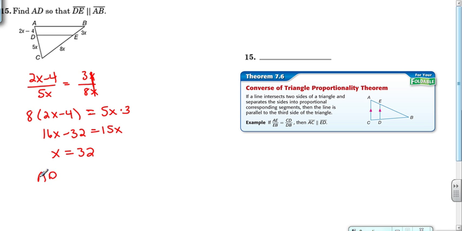So AD is 2x minus 4. So I would do 2 times 32 minus 4 and get 64 minus 4 and get 60. So I know AD is equal to 60.